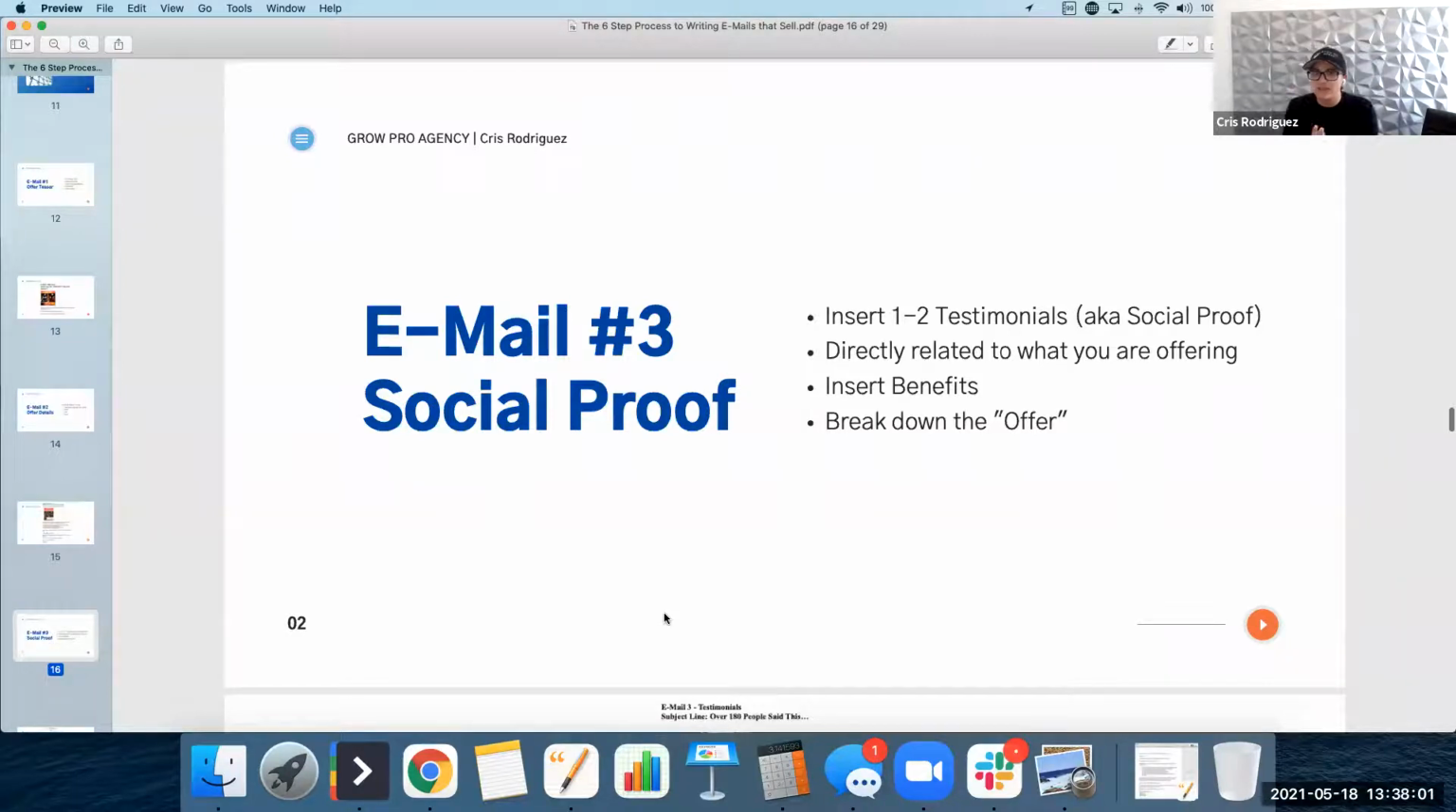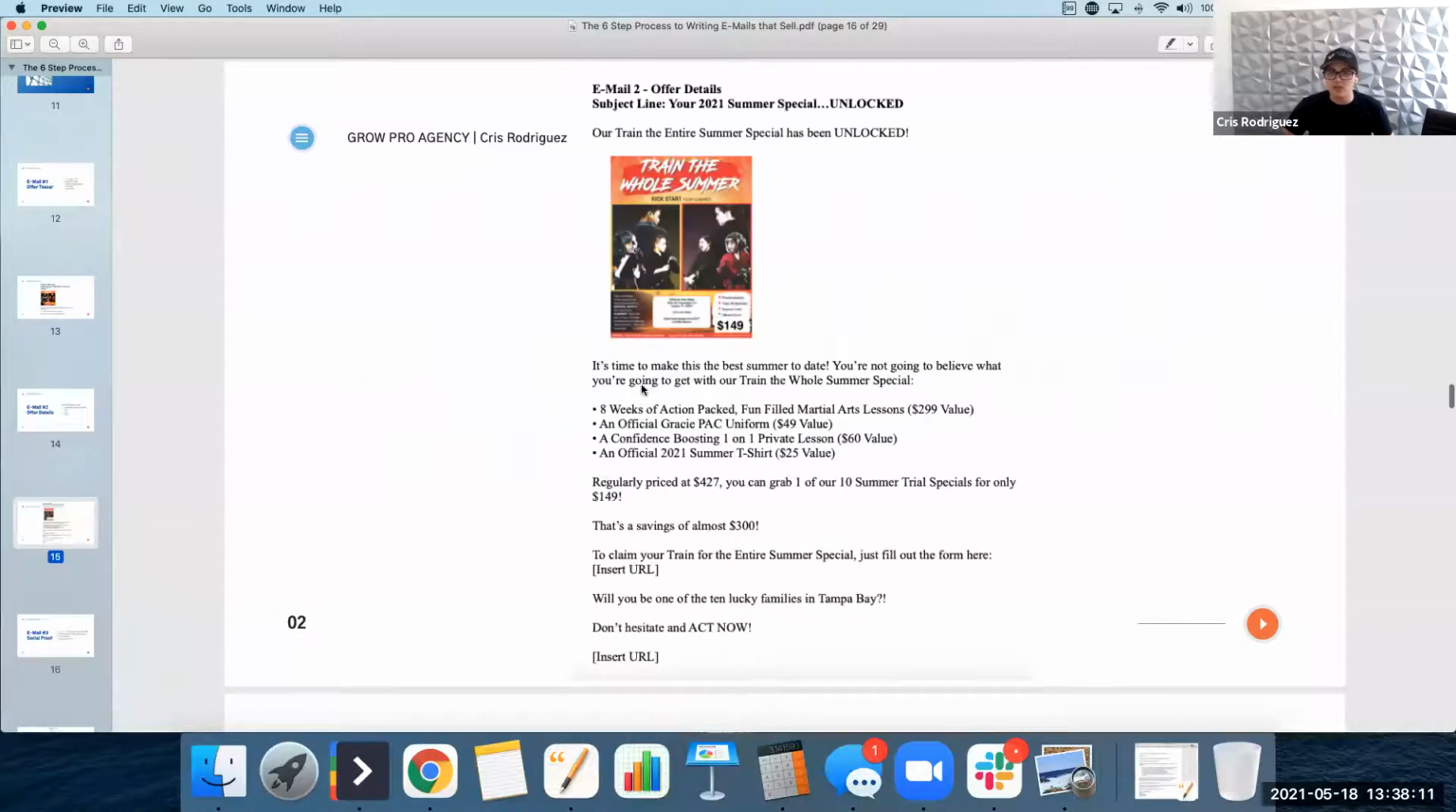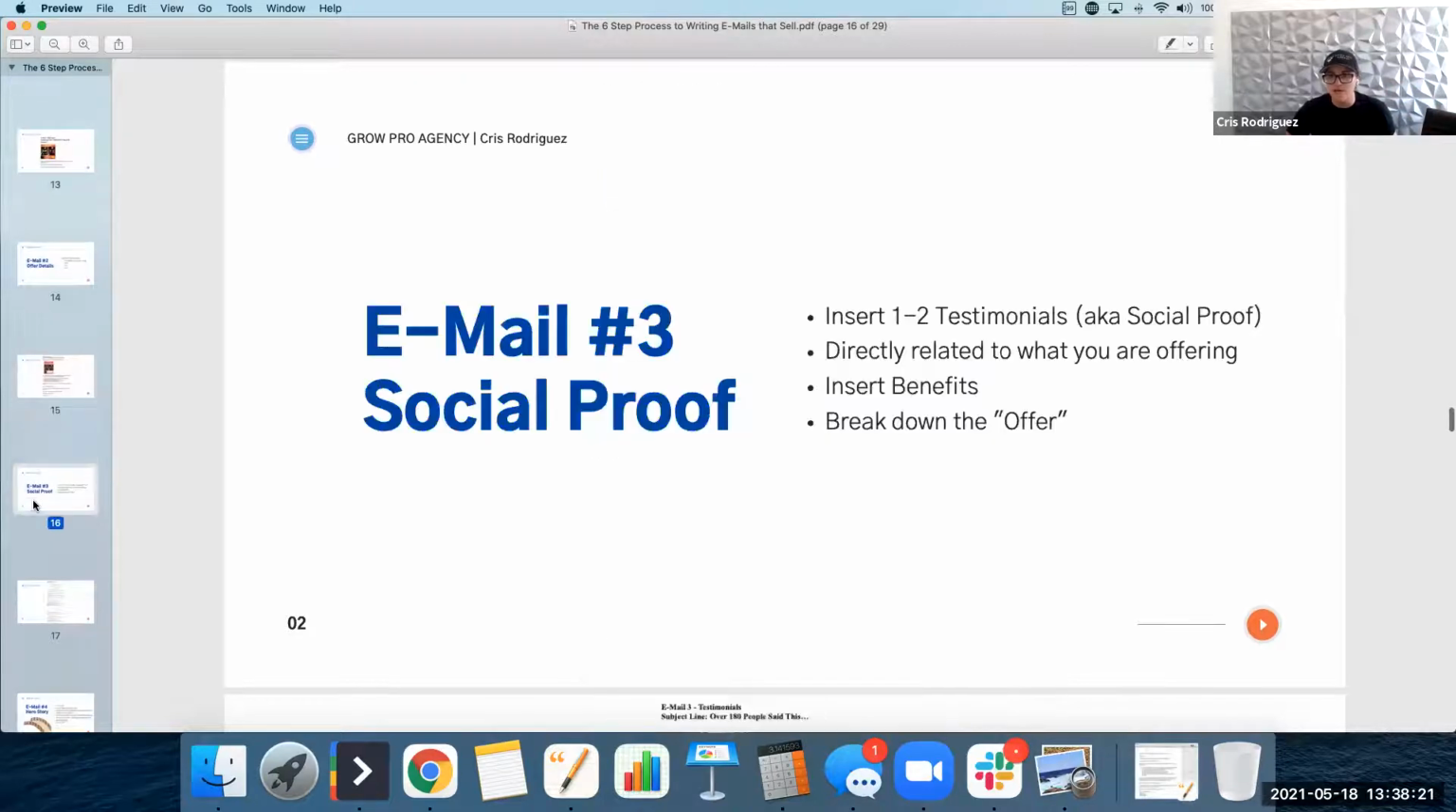We're going to insert the benefits, and then we're going to break down the offer. You're going to see this break down the offer multiple times in this email. And you're going to notice that it's really just me reusing these bullet points. And I kind of change up what the bullet points look like just to make it visually look slightly different. Okay. So this is what this email would look like. This is email number 3, social proof.